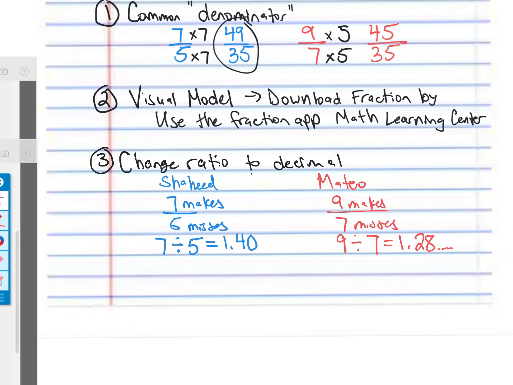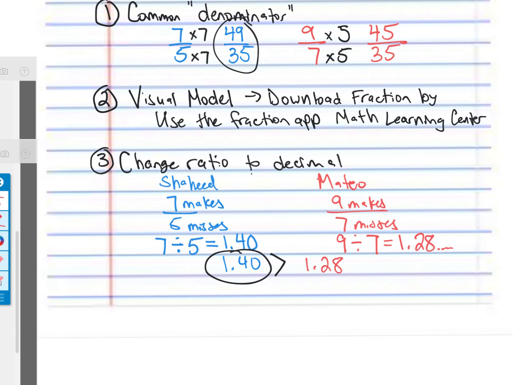So now what I'm doing is I'm simply comparing 1.28 to the 1.40. And because I emphasize my makes first, this one's going to be who made the larger ratio of makes, so I want to pick the bigger value. So since 1.40, or 1 and 40 hundredths, is greater than 1 and 28 hundredths, once again we see that Shahid would be the better free throw shooter.